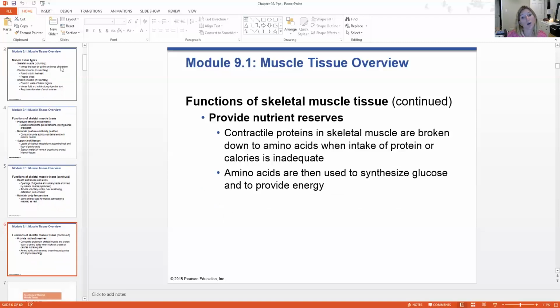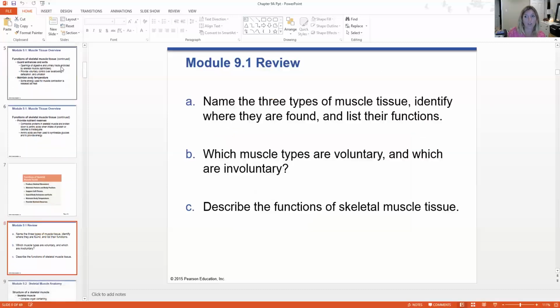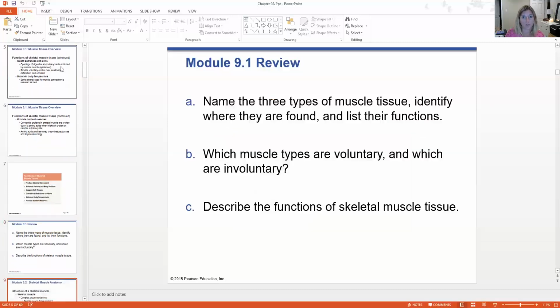Our skeletal muscles also provide nutrient reserves. Although it's not the preferred method of nutrients, our body will break down muscle for energy because our muscles are made of protein. The contractile proteins in our muscle fibers can be used in times of starvation for energy so that we don't die. There's the functions summarized for you. You can pause the video here, go back and answer these 3 questions.